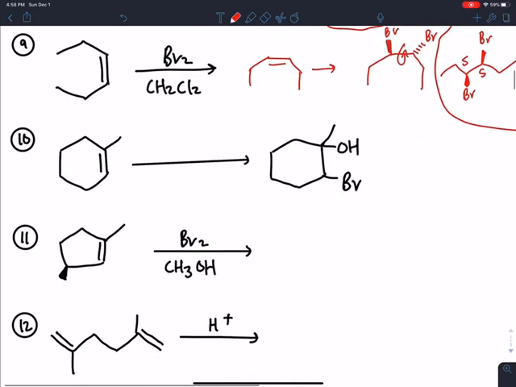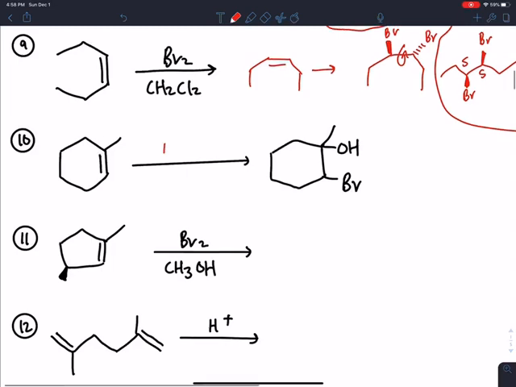Alright, next question, we added a Br and an OH. The OH went on the more substituted side, which makes sense. They again didn't show the wedge and the dash. They probably should have, but it's okay. But the only reaction that adds a Br and OH is Br2 with water.